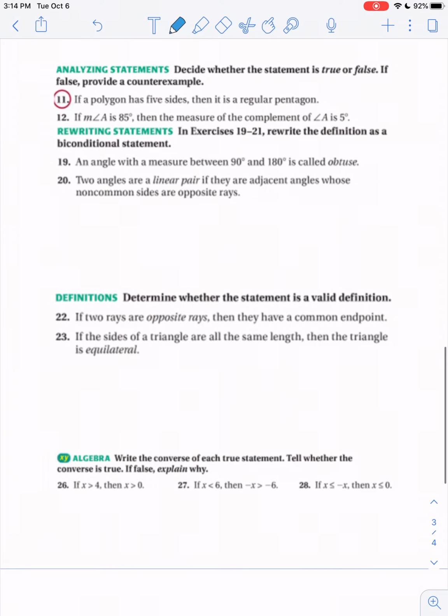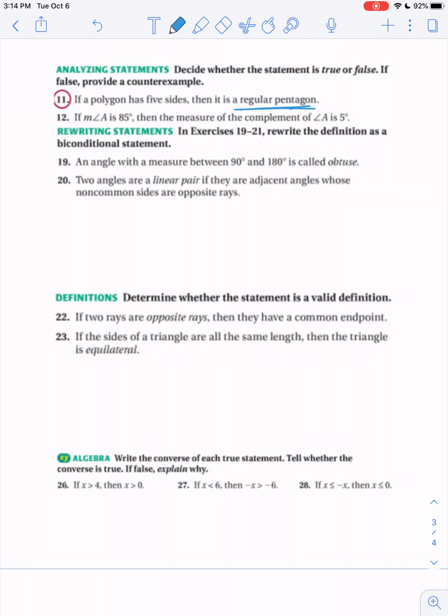Here we go. Decide whether the statement is true or false. If it's false, come up with that counter example. If a polygon has 5 sides, then it is a regular polygon. So I would say that is a false statement, because just because it has 5 sides doesn't mean it has to be regular. So my counter example would maybe just be an equilateral pentagon, or an equiangular pentagon, not necessarily a regular pentagon.